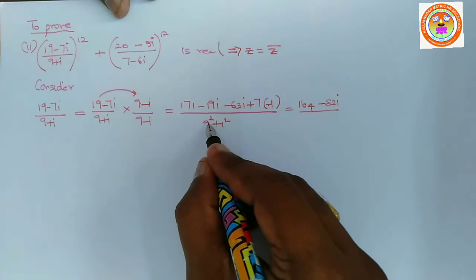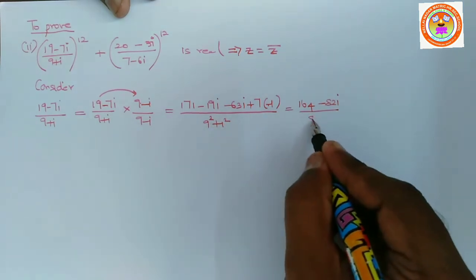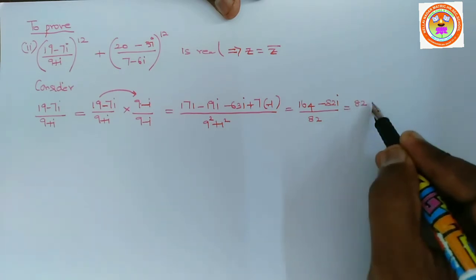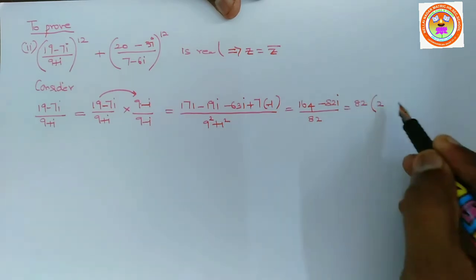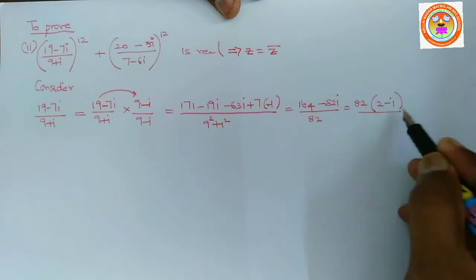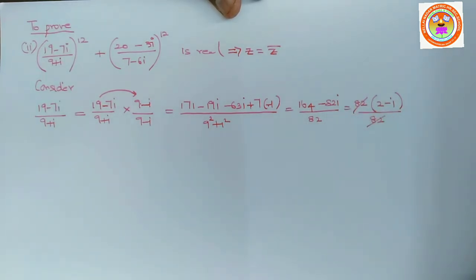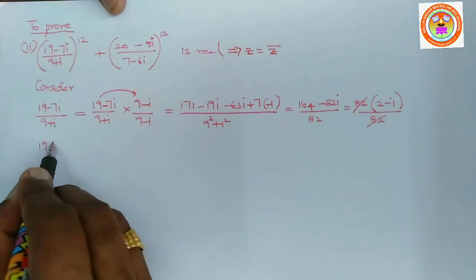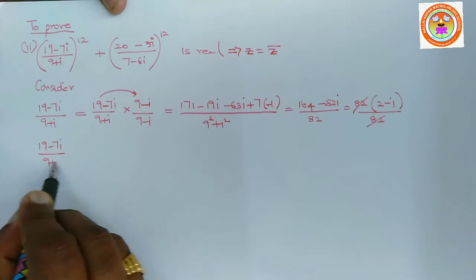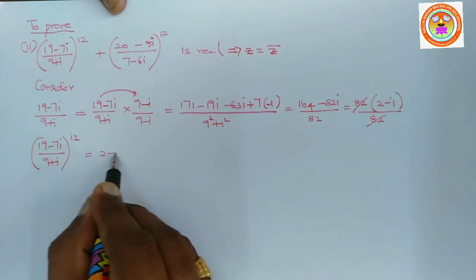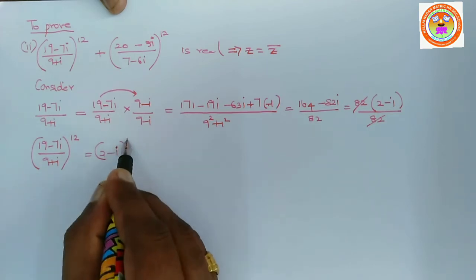Divide by 9 square is 81, 1 square is 1, nothing but 82. Totally here 82 is common. If I take 82 outside, the remaining is 2 minus i, divided by 82. The 82 cancels. After cancelling 82 and 82, I can apply: (19 minus 7i) divided by (9 plus i), whole power 12, is equal to (2 minus i) whole power 12.